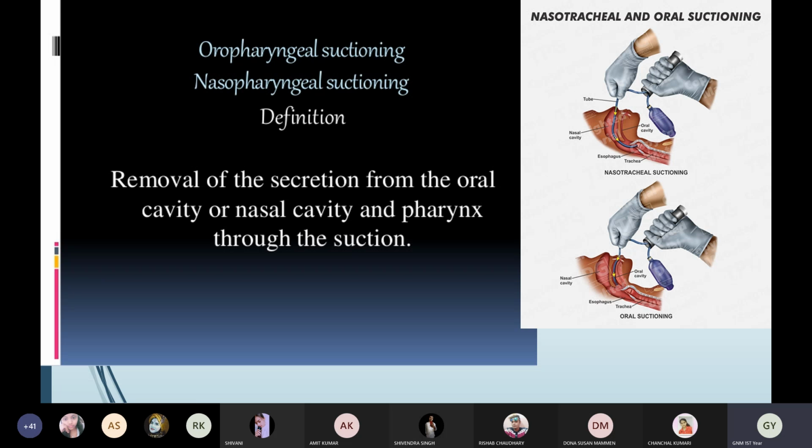Meaning the mouth, the oral cavity. If there are any secretions in our mouth to the pharynx, then we can remove the secretions by suctioning. That is called oropharyngeal suctioning.